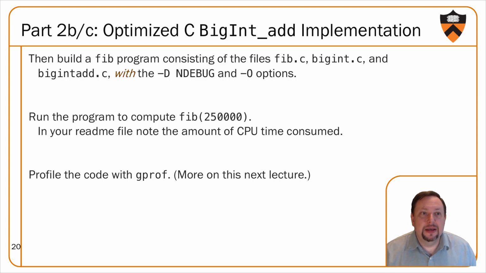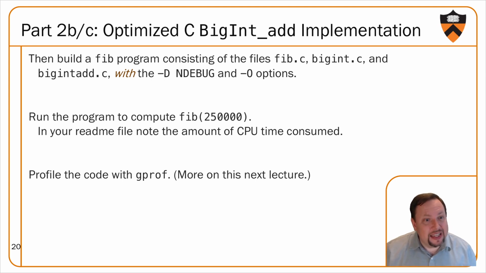The second part of part 2 of this assignment is now recompile the code, but using compiler optimization. So you pass -D NDEBUG and -O into the GCC compiler. The compiler is going to think about it a little bit longer, try to generate a better version of the assembly language code. And we want you to see how well it did when it was trying to do the optimization. So again, time it, figure out how long it takes to compute the 250,000th Fibonacci number.